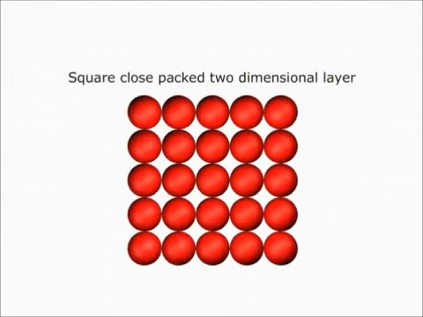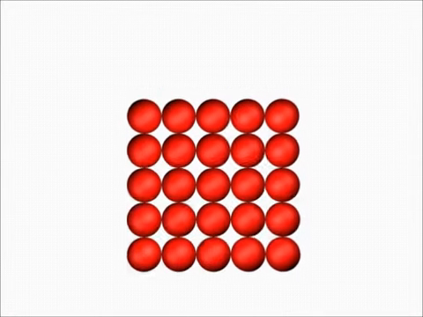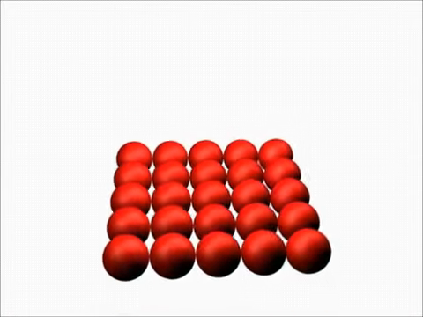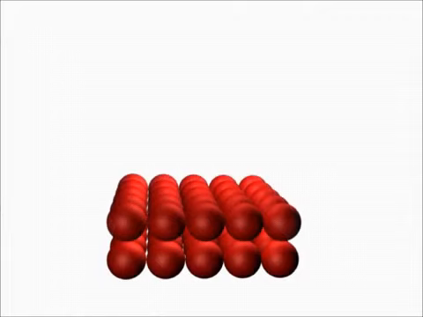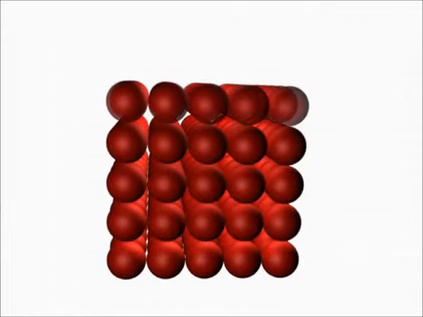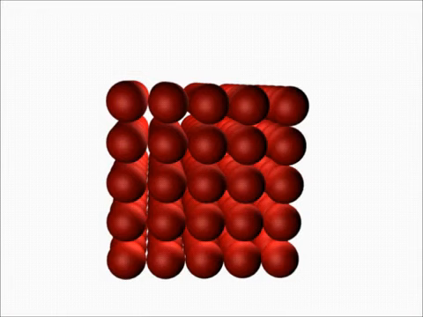Packing in three dimensions. Taking square close pack two-dimensional layers, this is done by placing a two-dimensional layer just above the first layer and so on. All the layers are vertically aligned.